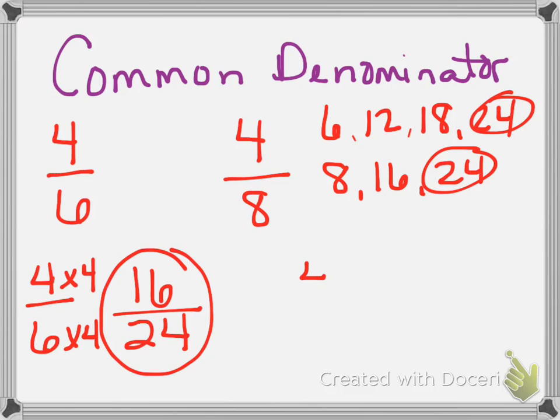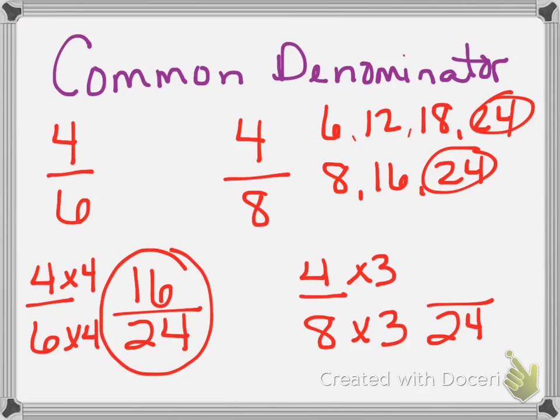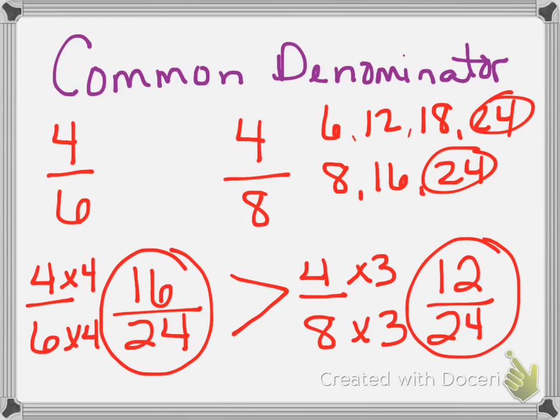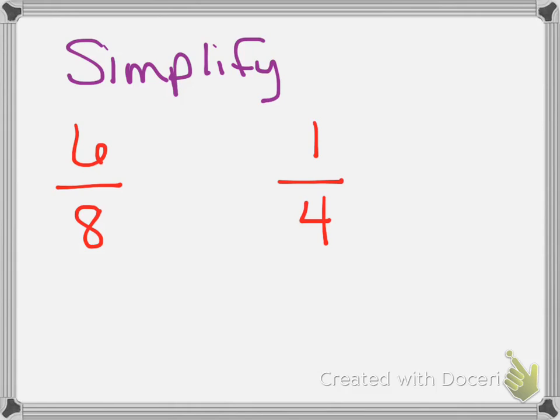I have to do the same to my other fraction, which was 4/8. I need to force it to have a denominator of 24. What times 8 gives me 24? And I know 3 times 8 gives me 24. You do it to the bottom, you got to do it to the top. 4 times 3 is 12. Now I can easily compare the two, and I know that 16/24 is greater than 12/24, therefore 4/6 is greater than 4/8.